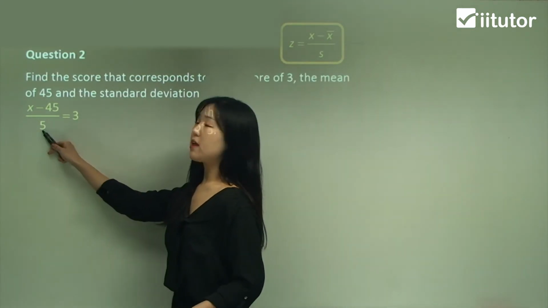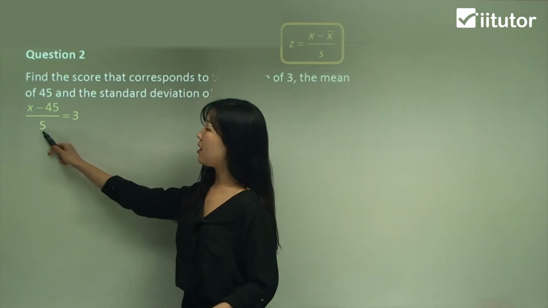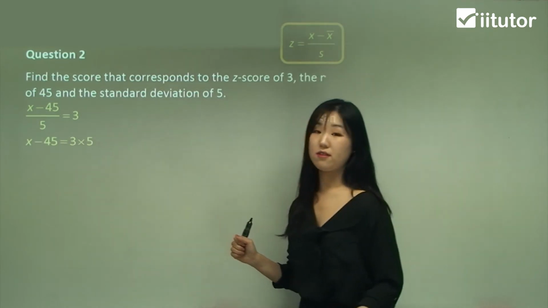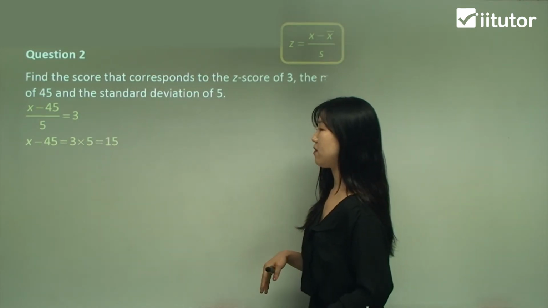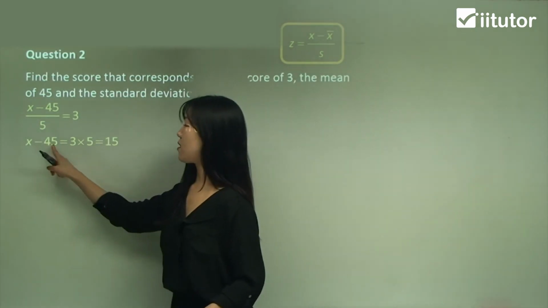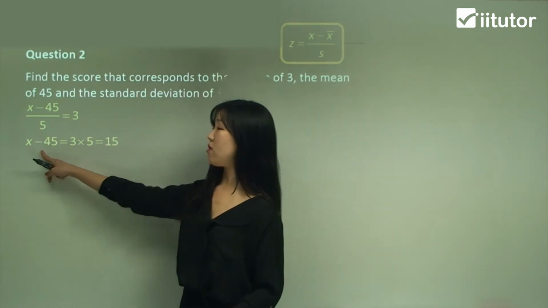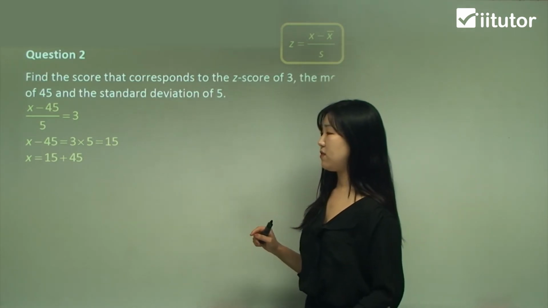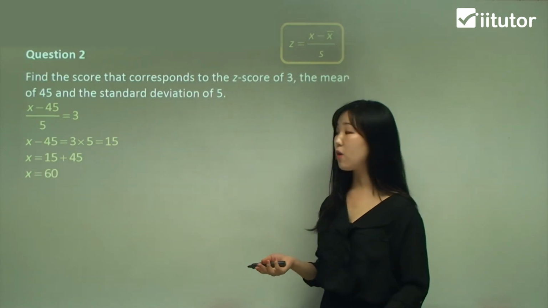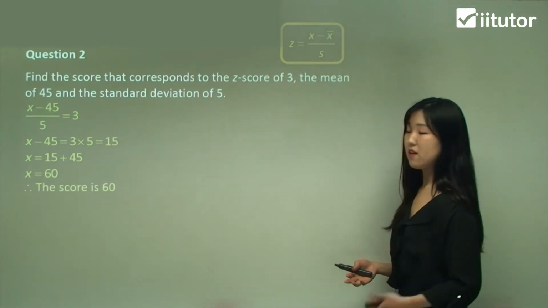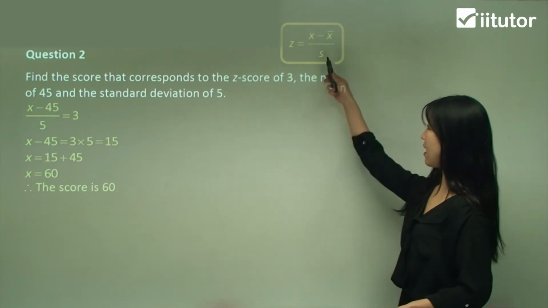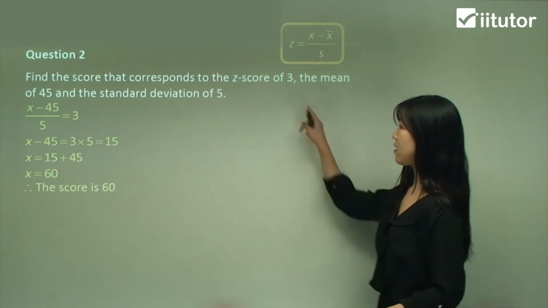So we're dividing by 5, so if we simply multiply by 5 to the other side, don't we? And 3 times 5 is 15. So if x minus 45 is 15, what do I have to do to the negative 45? We have to add 45 to 15 and get 60. So we can say that the score is 60. That's all you need to say, all right? That's the x that we've just found. That gives us a z-score of 3.